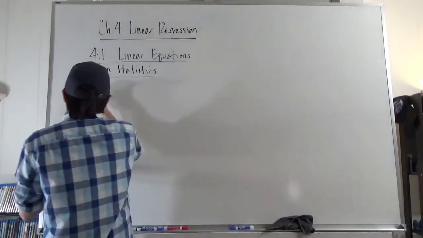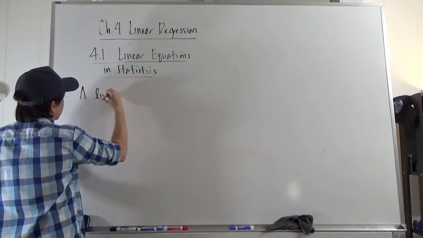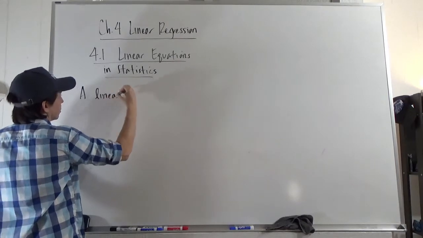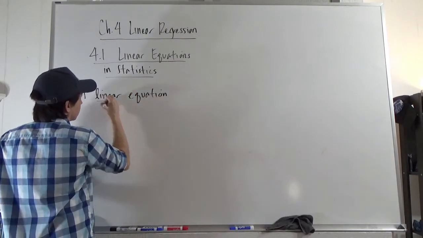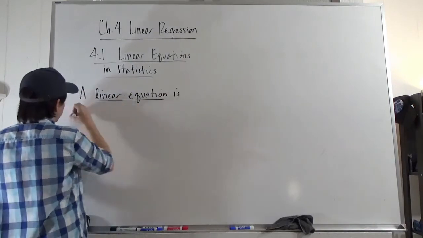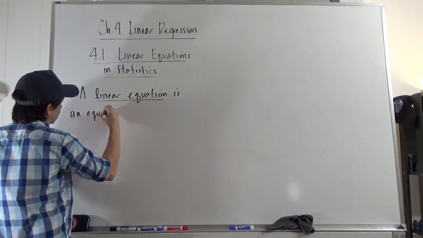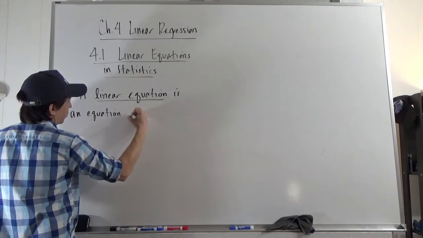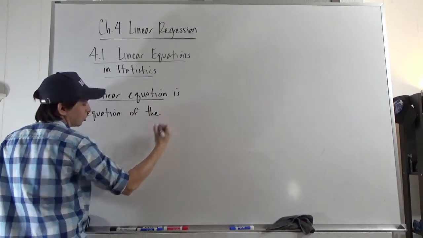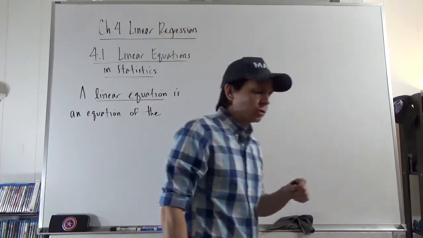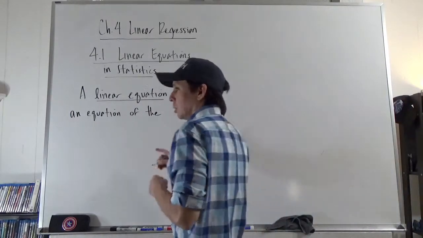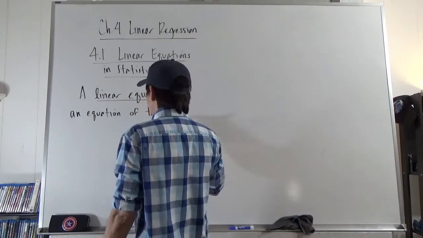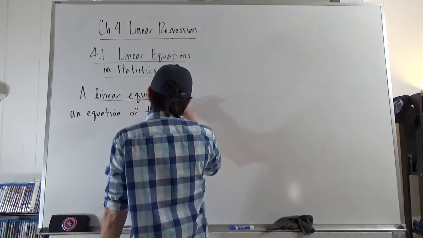Okay, a linear equation. Let's review the concept. Is an equation of the form, and the variables might change. They might not use y and x always, but for the explanation we'll be sticking with y and x for now at least. The equation of the form. It has a particular form.